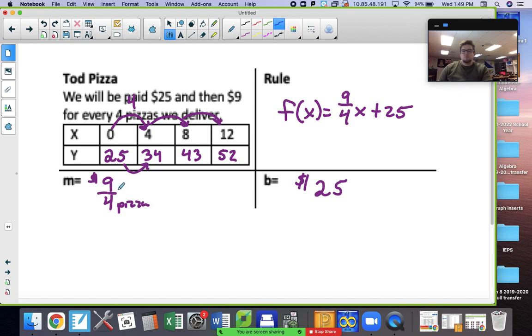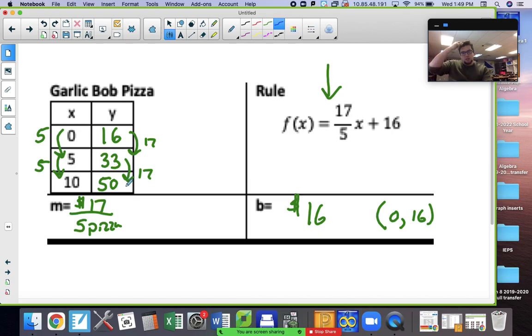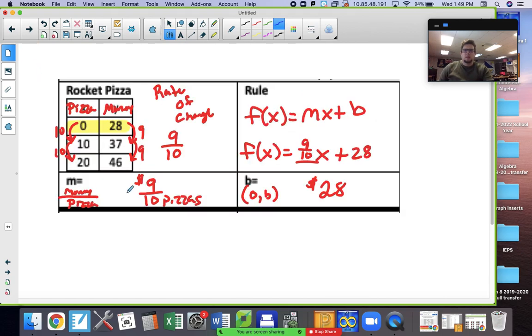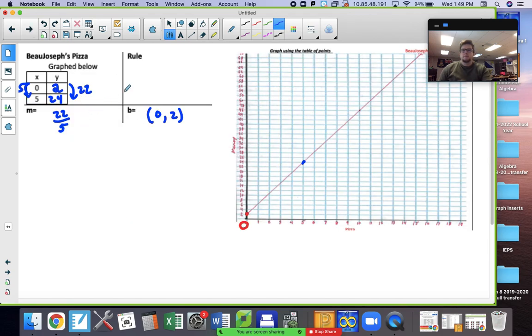This person would give me $4 for 2 pizzas. This one gives me 17, not bad, but 22 is way better. This person, I'd make 45 cents for 5 pizzas. That's nothing. So our function rule, let's put all the pieces together.